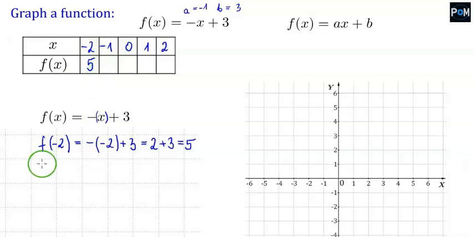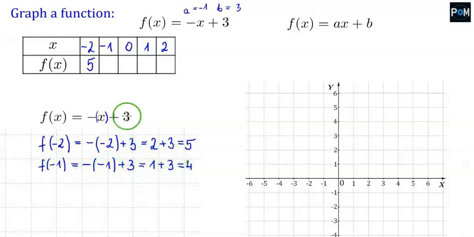The next x is negative 1. So we calculate f of negative 1. We put a minus. In parentheses, we put an x, so negative 1, and then we add 3. Out of two minuses, we get plus 1. Plus 3 makes 4 altogether.